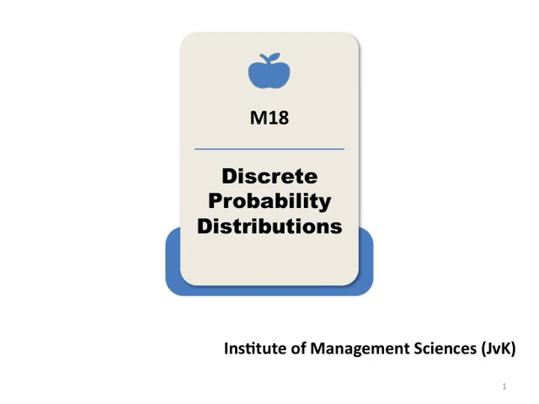On this first slide, you'll see the title M18 Discrete Probability Distributions, brought to you by the Institute of Management Sciences, also known as JVK. In this presentation, we'll cover the fundamental concepts, key distributions, and their applications. So let's get started and discover what makes discrete probability distributions so important in management sciences.